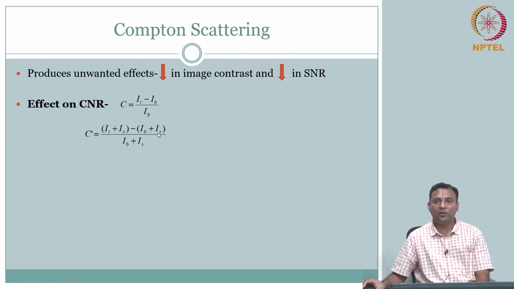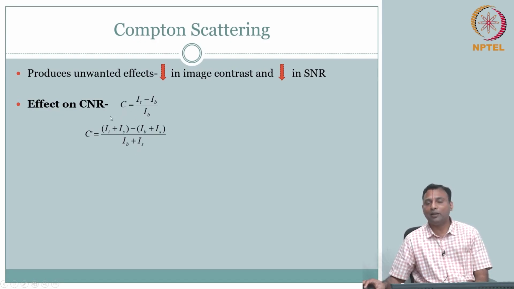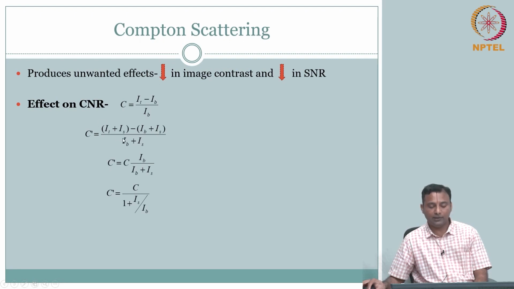Remember, I hope you now recall what we did, or at least what I asked you to do. So C dashed is (IT plus IS) minus (IB plus IS) by (IB plus IS). That is, I have added the scattered intensity to all the pixels, both in the target and the background. So if you do that, what is the new contrast? You can manipulate this and get the new contrast in terms of the old contrast by a factor. More conveniently, we can write this as C dash is equal to C by (1 plus IS by IB).